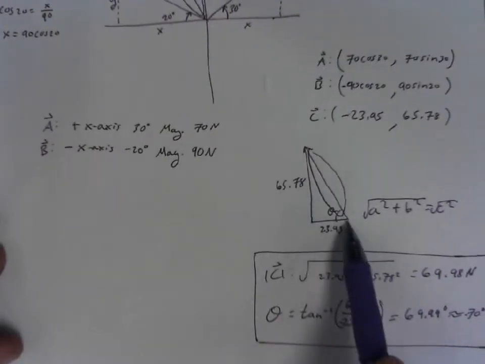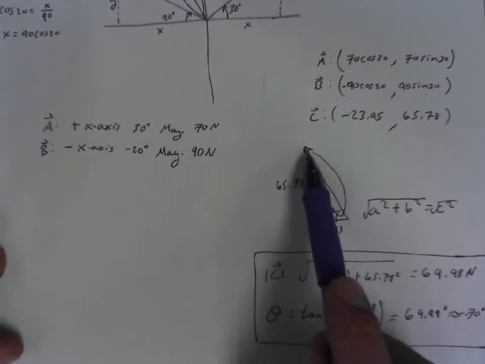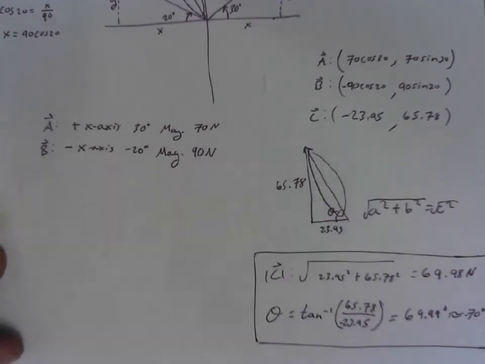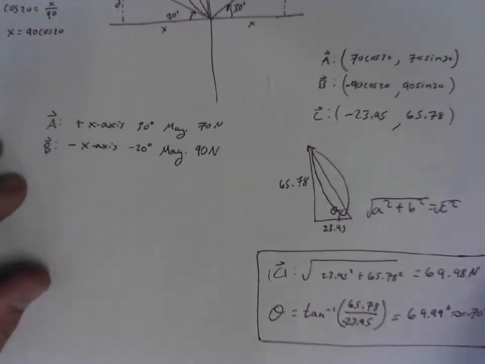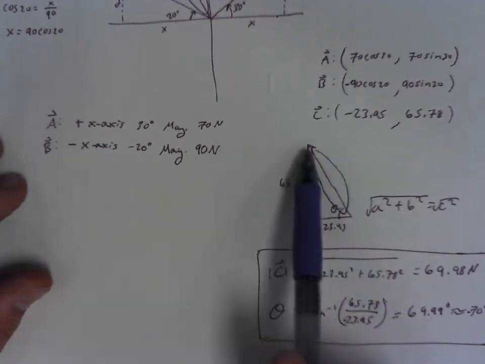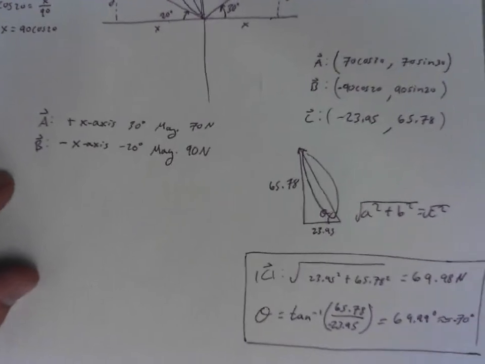Okay, and so what we do is we'll draw this. I go to the left 23.95, that's a negative direction, and I go up 65.78. You'll notice I kept these both as positive numbers. Since I've drawn my vector, the only reason I would have kept the negative is because I wouldn't have known it had gone to the left. But since I've drawn it going to the left, I don't really feel the need to put the negative in. Now using Pythagoras' theorem, I solve for this length, and I get 69.98, or roughly 70 newtons.